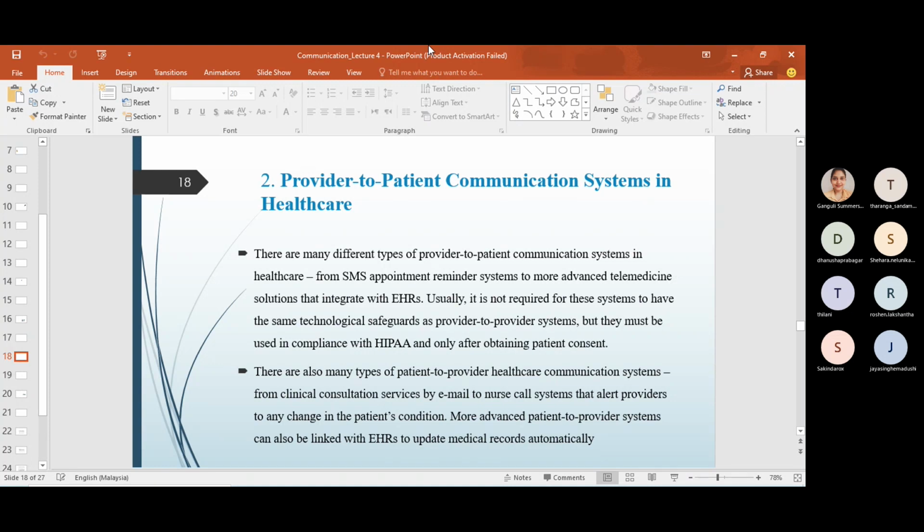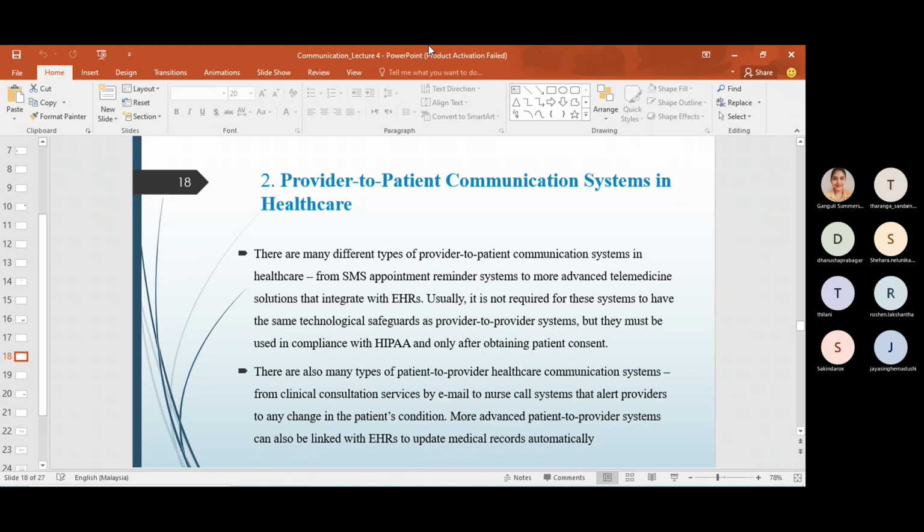nurse call systems. Okay, as patients we can call healthcare workers for our medical requirements, right? So a call system is an example for a patient to provider healthcare communication system. Right? Because in a call system, the patient is the one calling the healthcare provider. Okay, so that is an example for a patient to provider healthcare system.